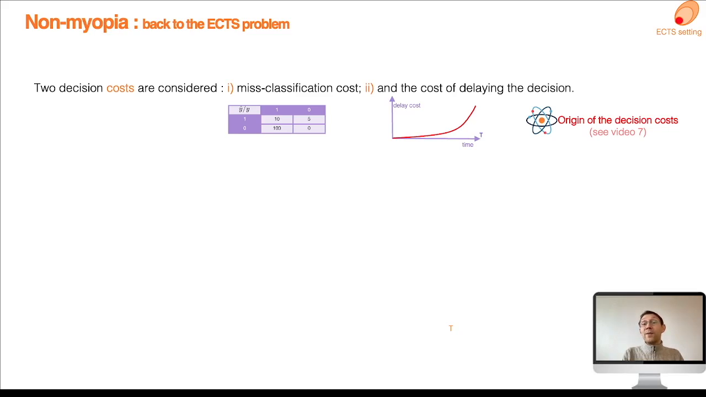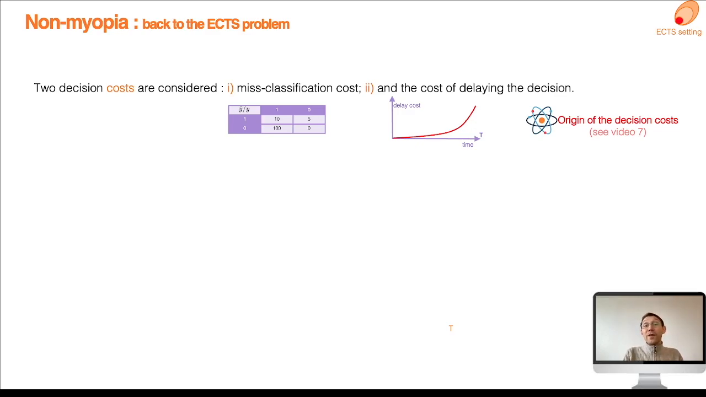The first one is the misclassification cost, which is very standard and indicates how much it costs to make a bad decision. The second one is the delay cost, which is added to the first one and which indicates the cost of making a decision late. These decision costs are expressed in the same unit, for example in dollars. For now, these costs are considered as input to the algorithm. But we will study the deep origin of this cost in the last video.